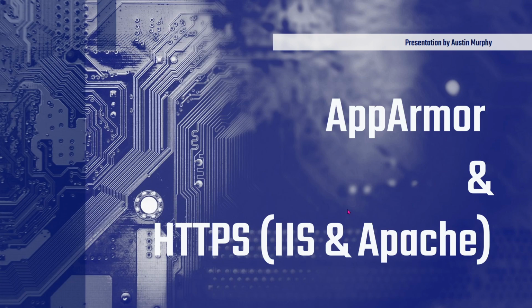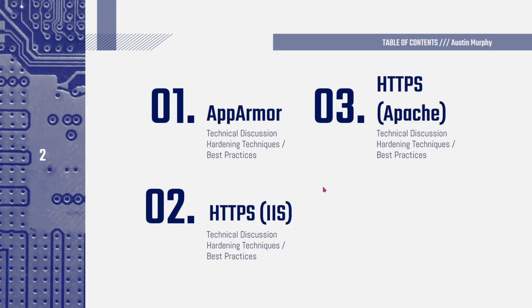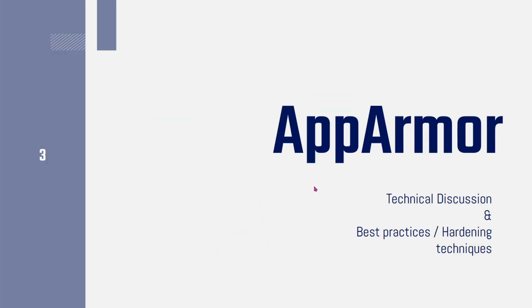I'm Austin Murphy, and this is a presentation on AppArmor and HTTPS setup for IIS and Apache. We'll go over AppArmor first and then move on to HTTPS.